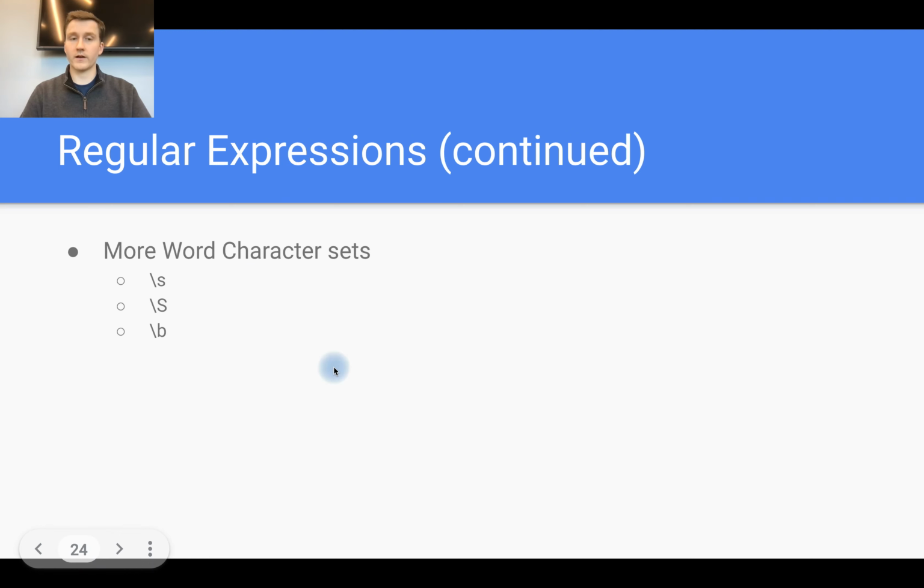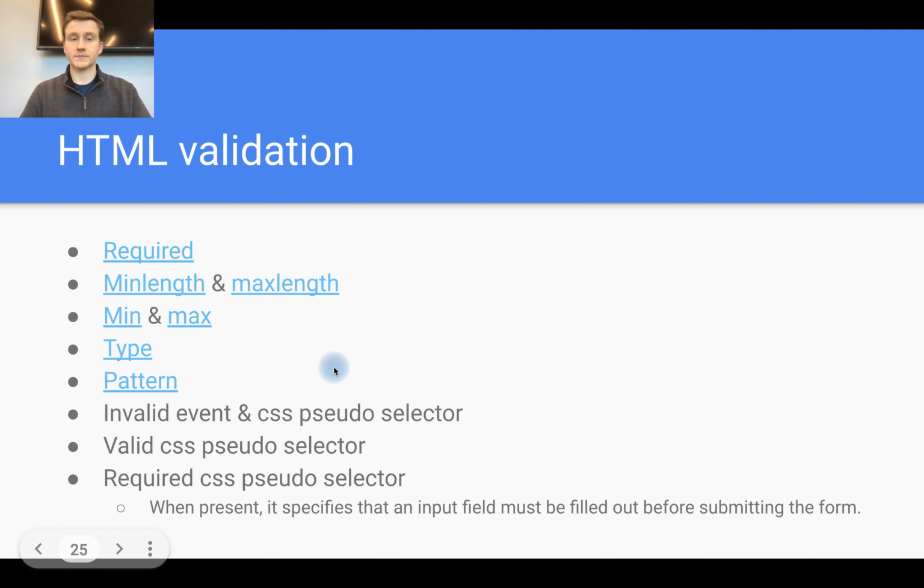Here are a few more word character sets that we have. And then we have our HTML validation. So required, the required attribute means that that attribute forces the input to be filled out. And then we have minlength and maxlength. Min, max, type, and pattern. All right, so these are ways for us to validate the HTML.